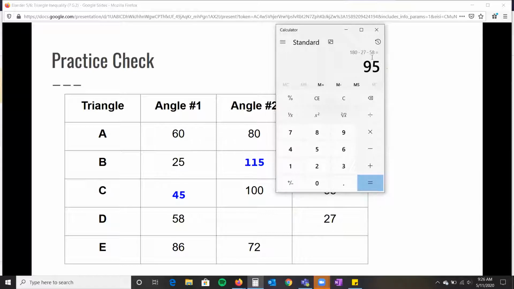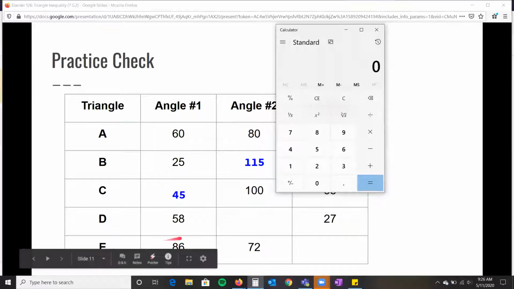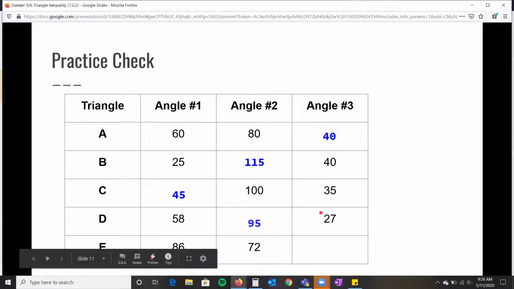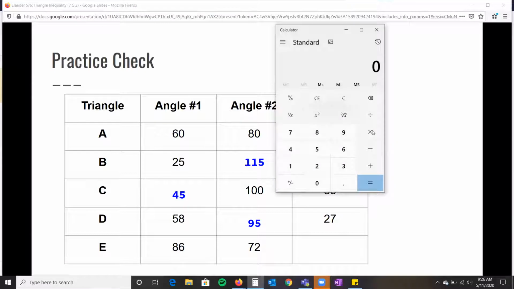I personally think the subtracting method's a little bit easier, but again, it's just simple math. So good job to those of you that got that. That is 95. And then this second one here, let's do that one together. We would do the same thing. We'd say 180. Can you guys see my calculator right now?